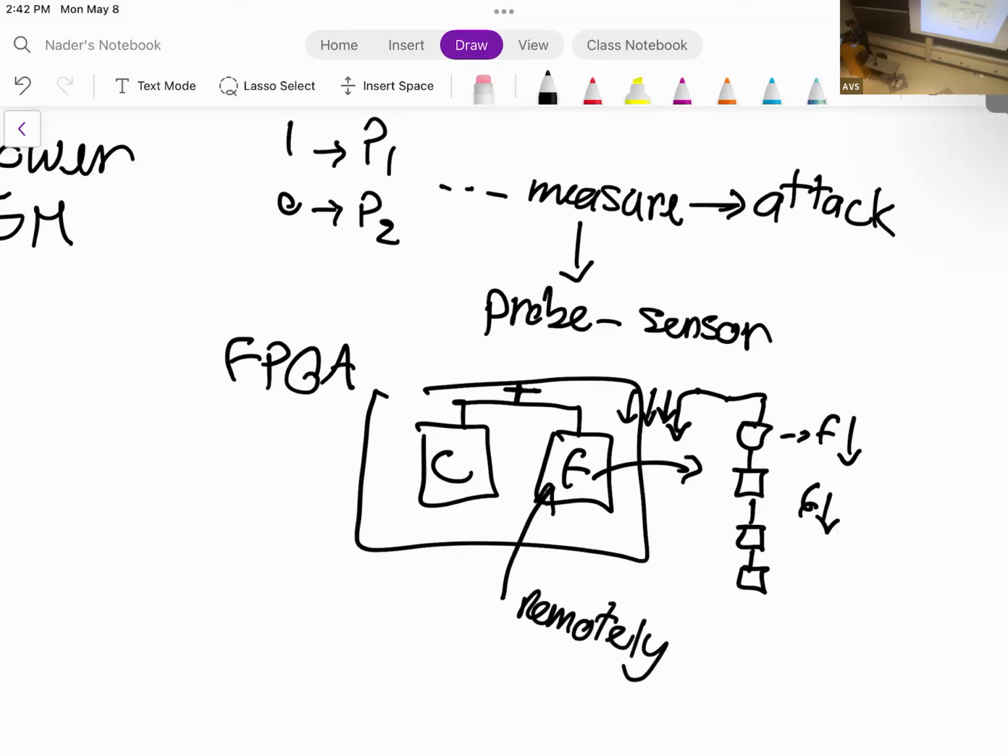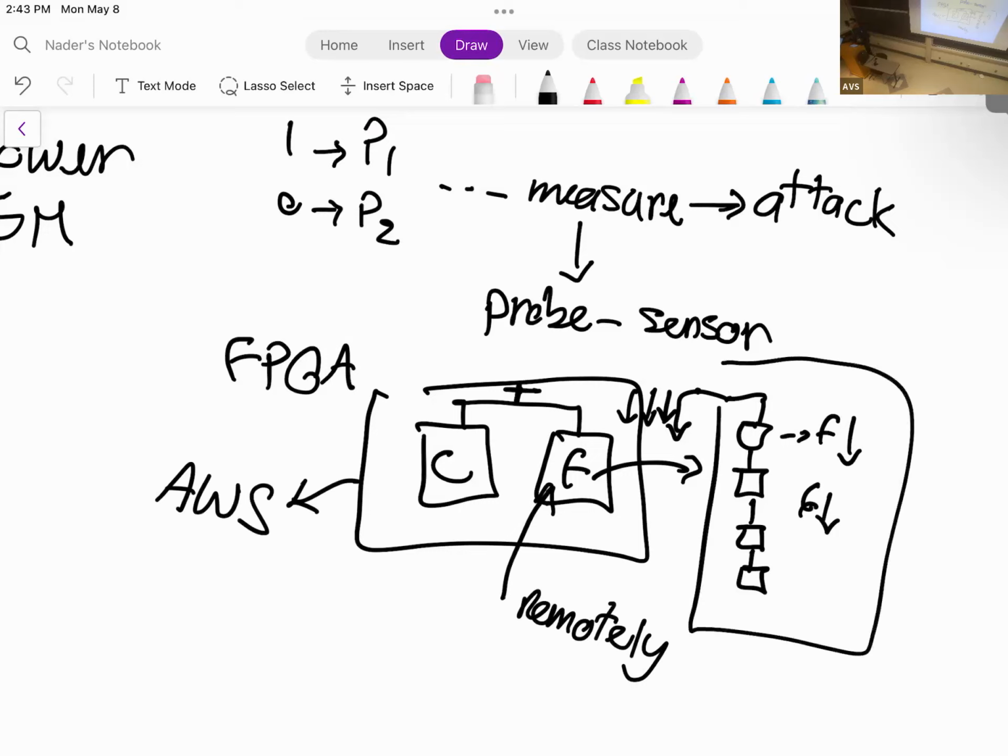So this is, for example, an AWS instance. These days, you can actually have an FPGA in your cloud. So what you can do is program this FPGA to have something like this, an array of inverters. And then you can measure that, and that way you can indirectly measure what's going on the CPU side. Okay, so that's the idea of that paper.